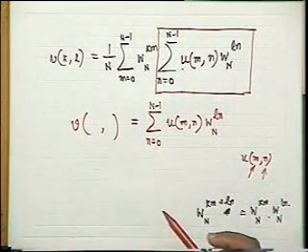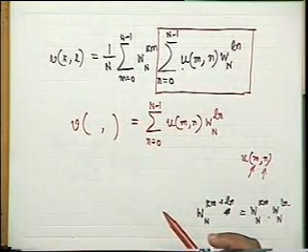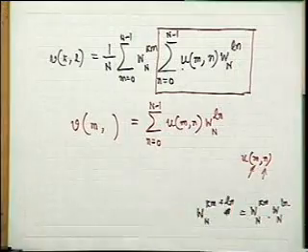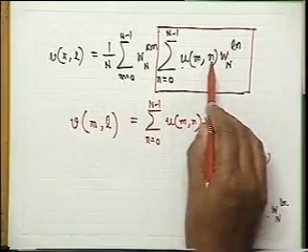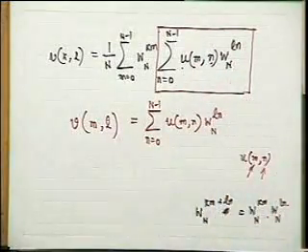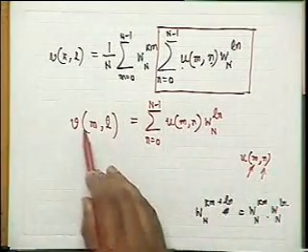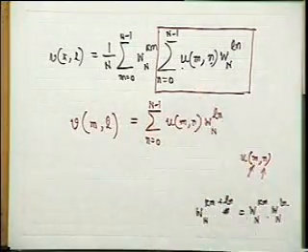V of m comma L. M remains as it is because I haven't touched the rows as such. The rows have been kept as rows. Because I was originally having the image as U of m comma n, m will stay, and after one dimensional transformation this n will get transformed to L. So what I have got is V of m comma L, and this is defined by this expression.